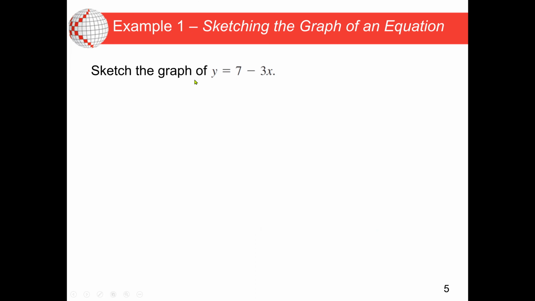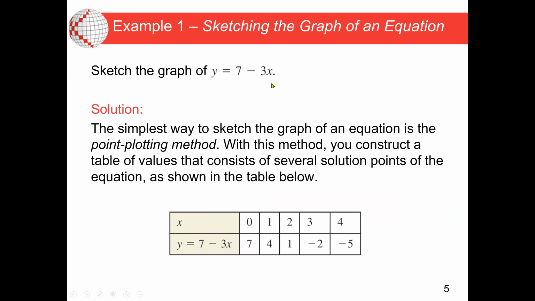Here they say we should sketch the graph of y equals 7 minus 3x. So this means we have to come up with some values of x. In this case, we decided to set up a table and we use values of x from 0 to 4. Again, we can use values of x from -5 to -10, any values we want to. Because this is a straight line, since the exponent of x is 1, all we need is only 2 points. Then we can draw a straight line across the 2 points. Here we came up with 5 points from 0 to 4.